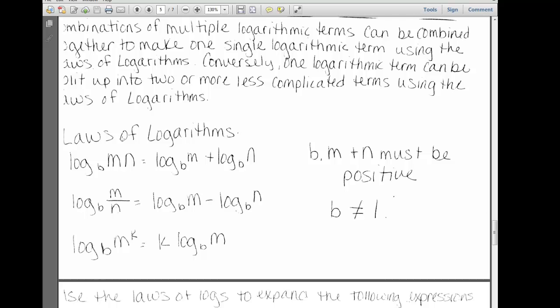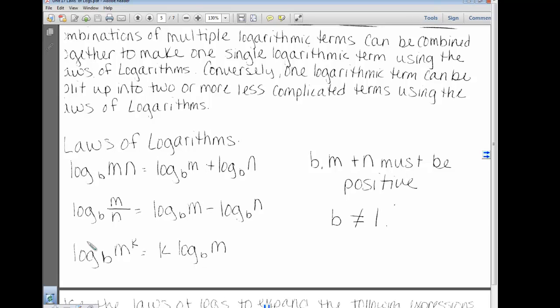Combinations of multiple logarithmic terms can be combined together to make one single logarithmic term using the laws of logarithms. Here are the laws of logarithms. I have log base b of m times n. This is equal to log base b of m plus log base b of n.